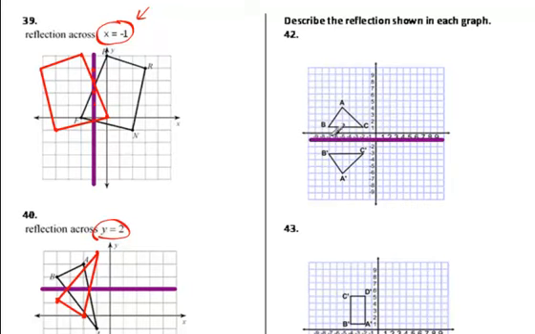Now I need to name this line or find the equation for it because it's not the x-axis or y-axis. So just like we did over here, I know that this line crosses the y-axis. So it's going to be y equals, and where does it cross the y-axis? -1. So there's my description.